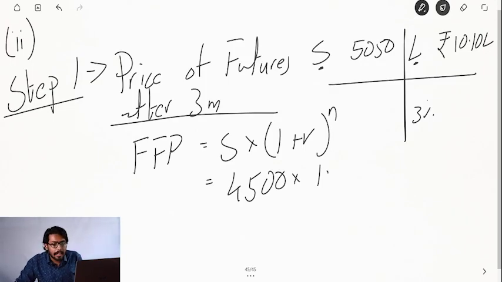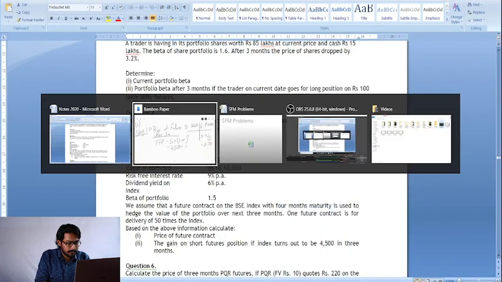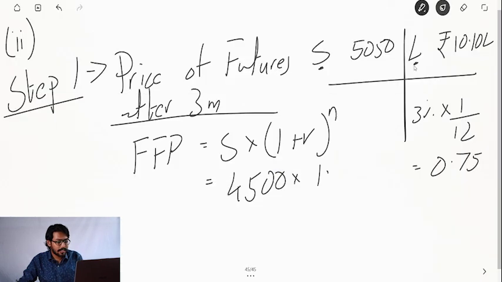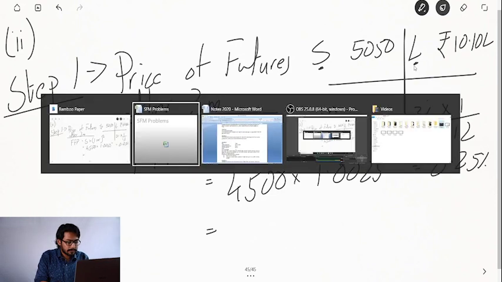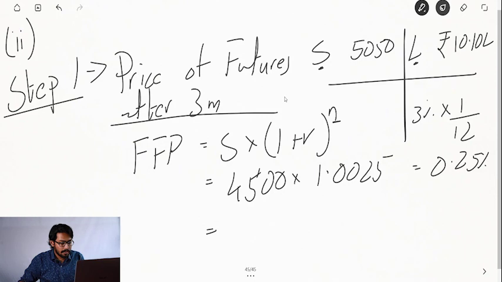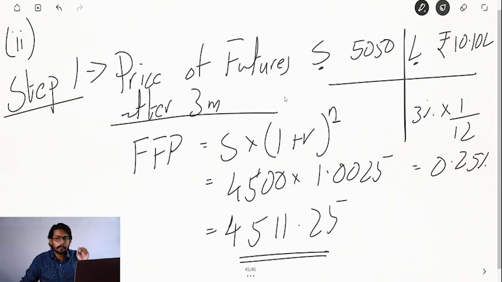So, 3% per annum into 1 by 12. I think the rate is 0.75. Let's check it out. 3/12 is 0.25. Sorry, not 0.75, 0.25. I shouldn't have used a calculator for it. Quite silly of me. It's 0.25%. Why have we taken it for 1 month? Because the remaining period is now 1 month. 4500 into 1.0025. Fair future price equals 4511.25 rupees. Price of 1 unit of futures.